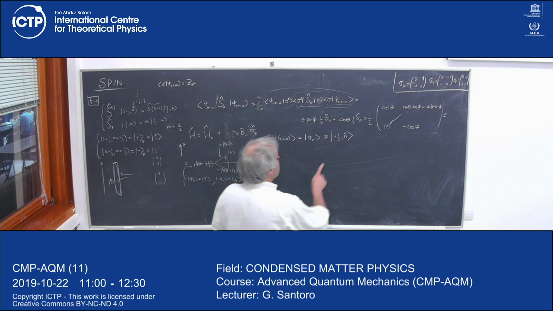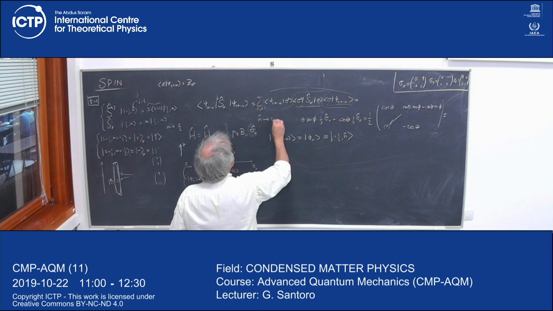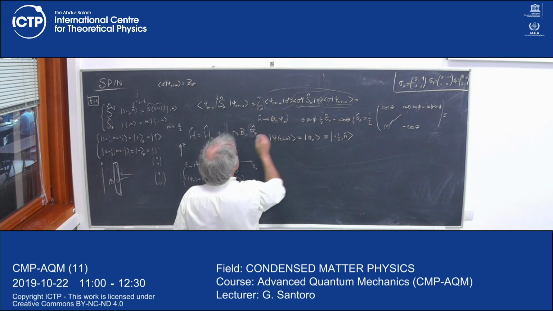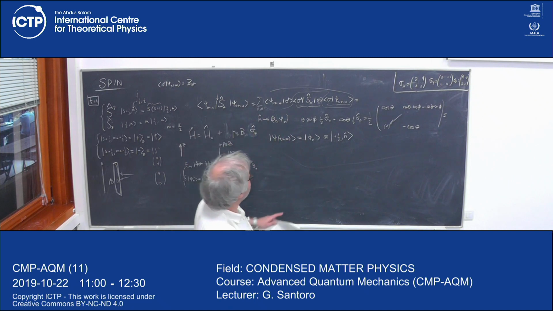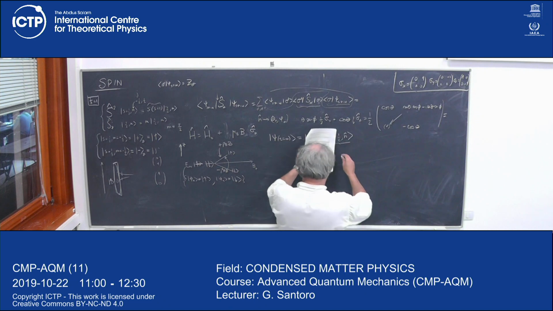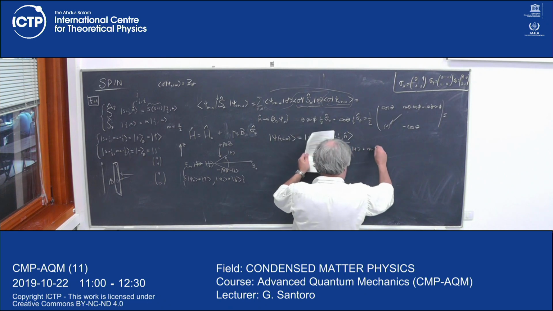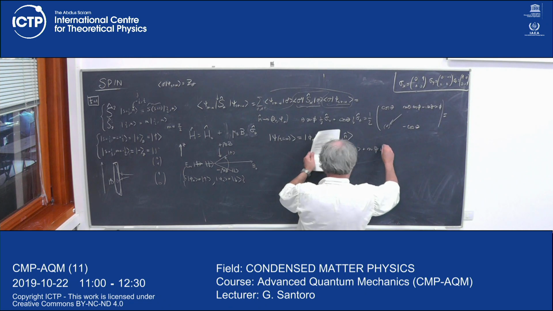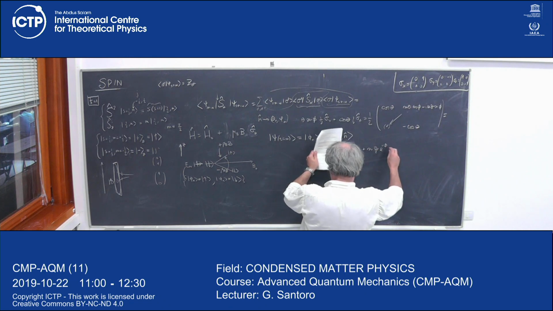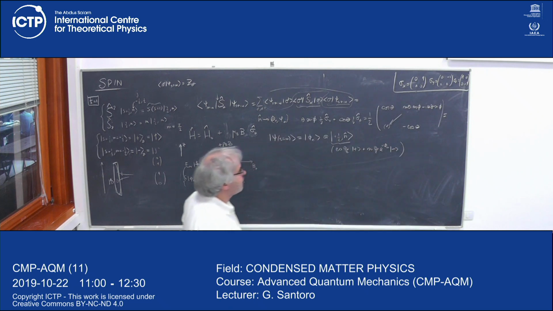So n is given by some theta 0 and some phi 0, right? Some angles theta and phi in spin space. And here I have that object, so let me write explicitly what it is. It is the cosine of theta 0 over 2, the plus, plus the sine of theta 0 over 2 e to the i phi 0, the minus.